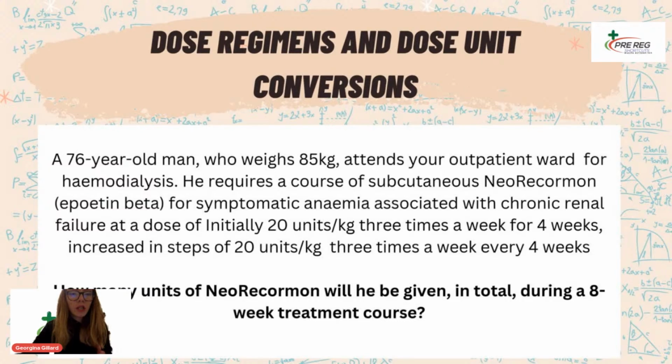Okay, so essentially we have a 76-year-old man. They weigh 85 kilos. They're on an outpatient ward having hemodialysis. That part of the question is actually completely irrelevant to us. It's just extra information to make the question a bit more bulky. So essentially, this patient has symptomatic anemia associated with chronic renal disease, and they need epoetin beta at a dose of initially 20 units per kilogram 3 times a week for 4 weeks, and increase in steps of 20 units per kilogram 3 times a week every 4 weeks. And essentially, we want to find out how many units in total the patient is going to receive over that 8-week period.